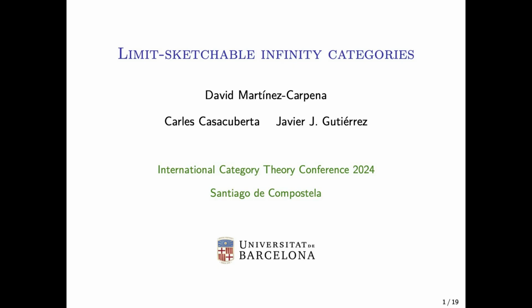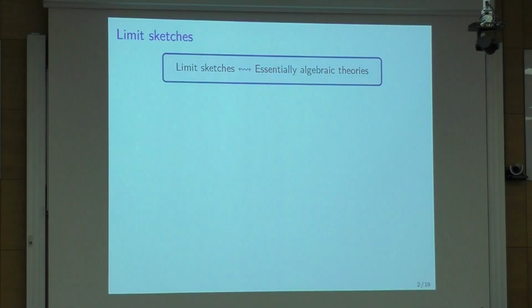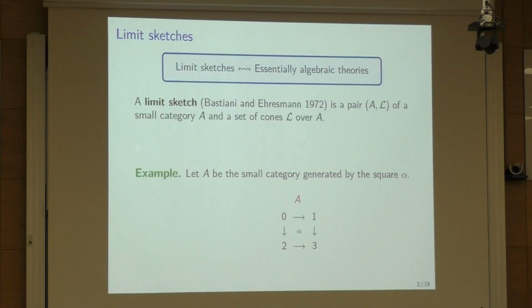First of all, my main ingredient in this talk is limit sketches, which have already appeared in at least one talk this morning, where limit sketches allow us to model, in some way, essentially algebraic theories. So a limit sketch is basically a pair of a small category and a set of cones in that category.